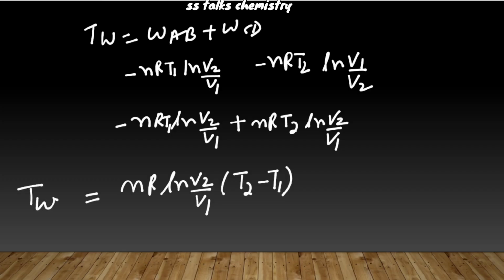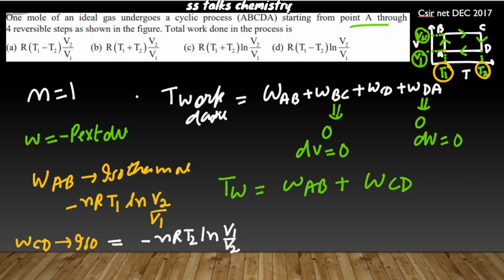Okay, so now based upon these options, just see. ln of V2 by V1 but the temperature difference is T2 minus T1. Here the ln term is missing, so this is incorrect. Here also ln is not there. Here we have added the temperatures, again incorrect. Here the difference is there, but it should be T2 minus T1. Option B is going to be the right answer.